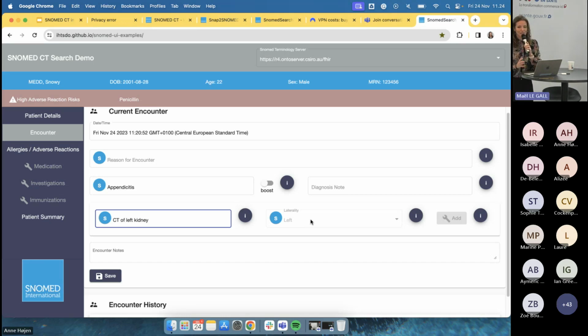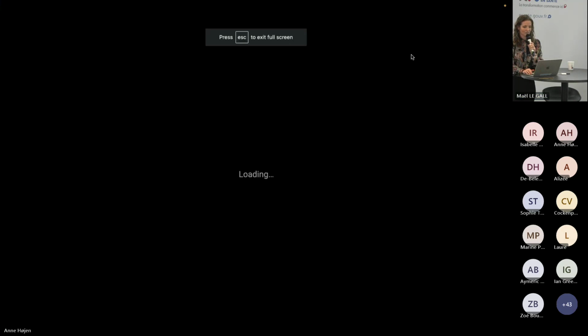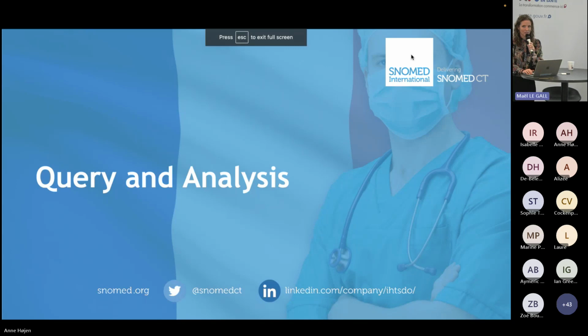So that's a simple example of how some intelligence can be built into systems very easily with the derivatives and the modeling that comes with SNOMED. So you're welcome to come up and try it on your own and ask questions if you have any. I'll move on to query and analytics.